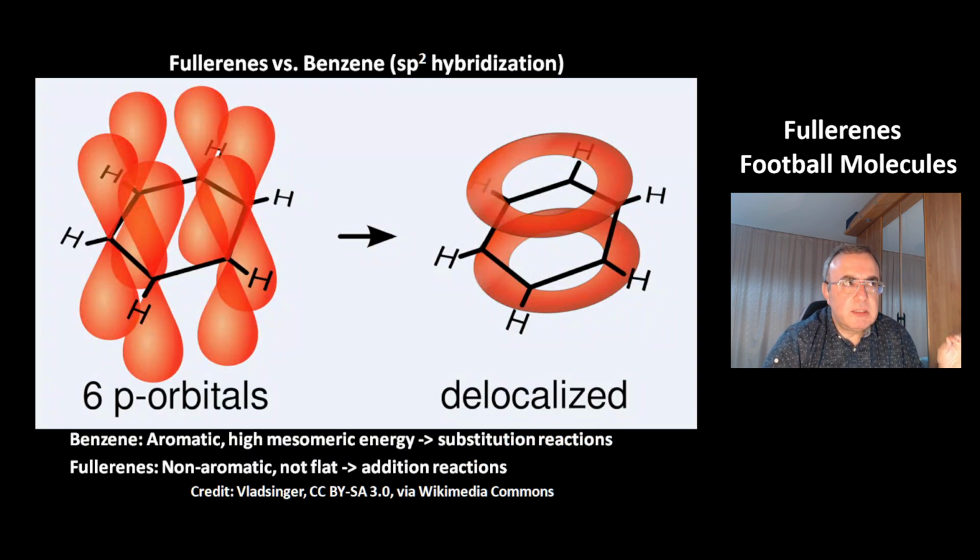This is a comparison fullerenes versus benzene. Both contain carbons that have sp2 hybridization. There are 3 sp2 atomic orbitals that overlap, make this structure in the middle, this hexagon. And each carbon has one more electron in the p orbital. The p orbitals overlap and you get the pi orbitals.